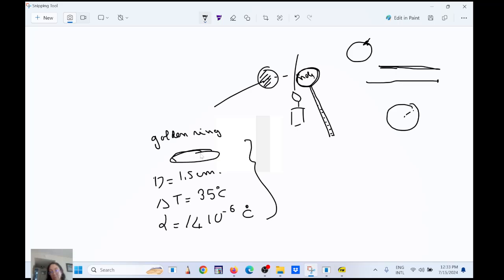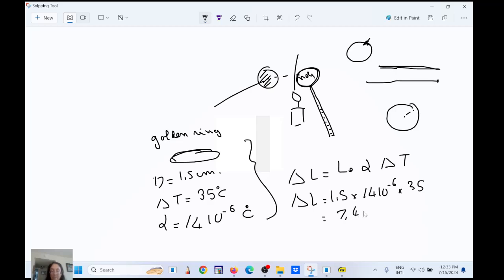Okay, if you expose the ring to this change in temperature, you're going to have delta L equals the initial length times alpha times delta T. So you can do the computation. It's quite simple. You don't have to convert because the final unit will be in centimeters. So it's going to be 1.5 times 14 times 10 to the negative 6 times 35, and you get something very small. Nevertheless, finite.